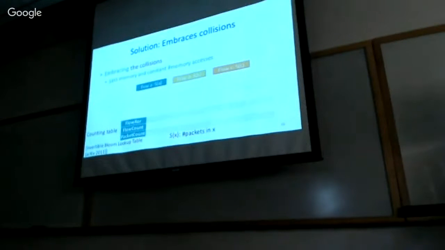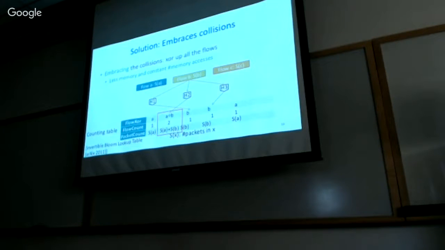Suppose we have 3 flows, A, B, and C, and the sizes of them are SA, SB, and SC. Each switch has multiple hash functions, and each flow is hashed by these hash functions into multiple cells. In each cell, we store the 5-tuple of that flow in the first field. The second field counts the number of flows in that cell, and the third field counts the total packets of all flows in that cell. Note that if 2 flows collide in the same cell, like this cell, we will XOR their 5-tuples in the first field. This is what we mean by embracing the collision.